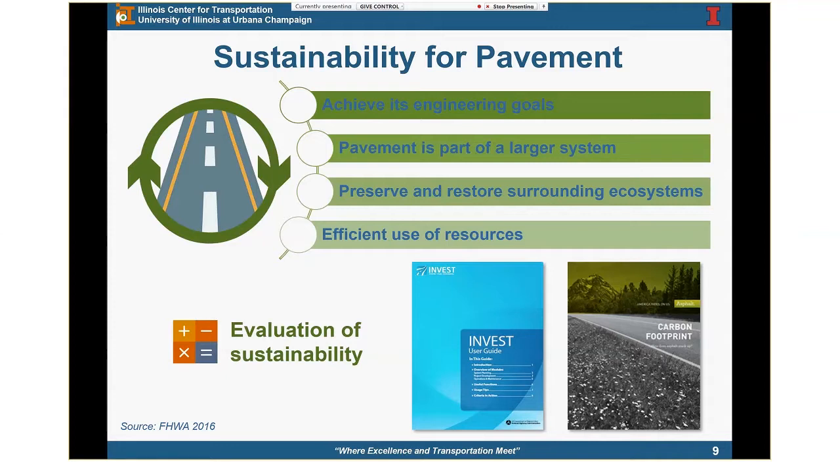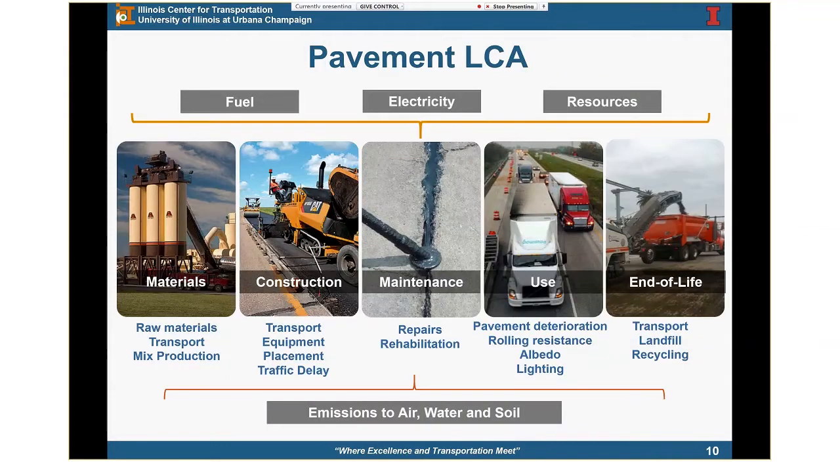So in the case of the life cycle assessment, we're looking here into the pavement from the cradle to grave. We have to look into all the stages, these stages including the materials, construction, maintenance, use, and end of life. And each one of them does have an input, which is the fuel, the electricity, the resources, and then you have the output, which is the emissions that are going to go into the air or the water or the soil.